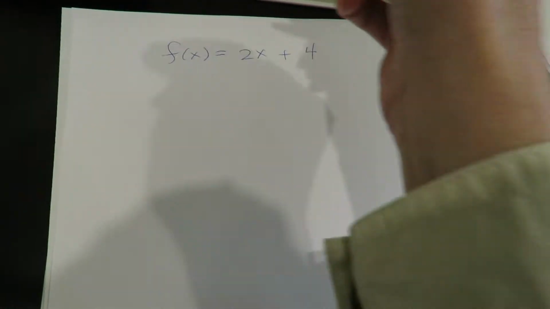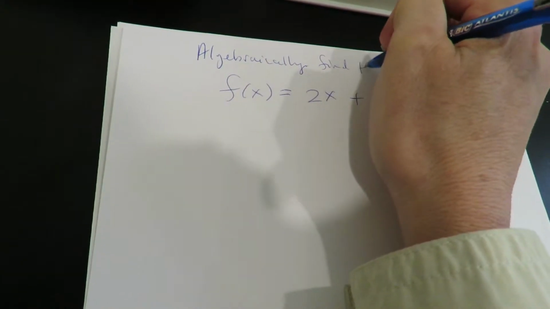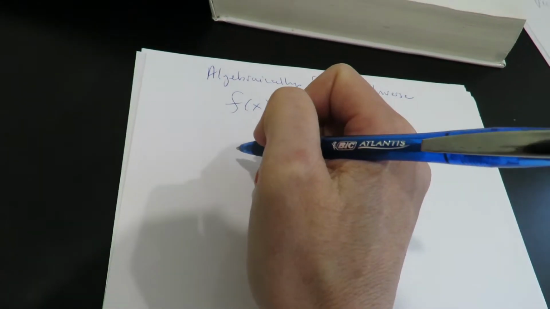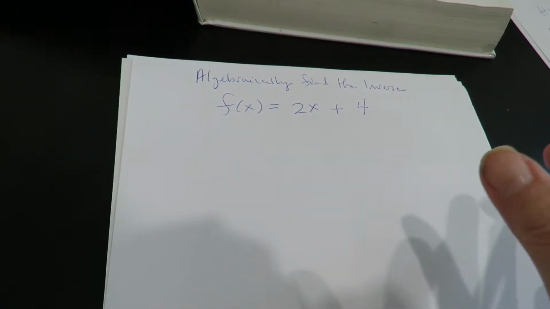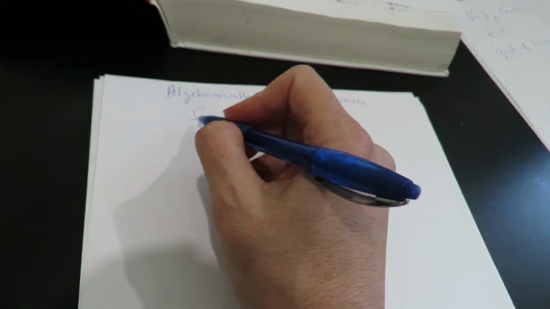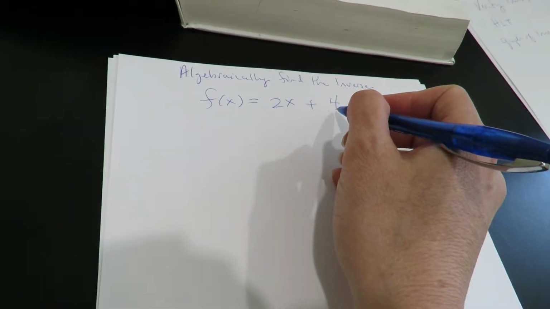So what I would want you to do is to algebraically find the inverse, okay? I just want to start with something really nice and easy so you can focus more on the concept versus the level of difficulty of the problem. So this function is linear, this is a line. I'm going to now find the inverse.